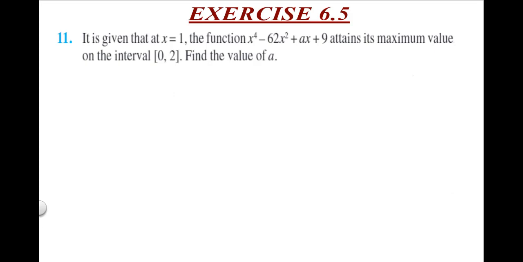Question number 11. In question number 11 it is said that at x equals 1 the function attains its maximum value. That means the differentiation should be 0. On the interval 0, 2 we have to find out the value of a. Let us first differentiate it. F dash x will be equal to 4x cube minus 124x plus a.